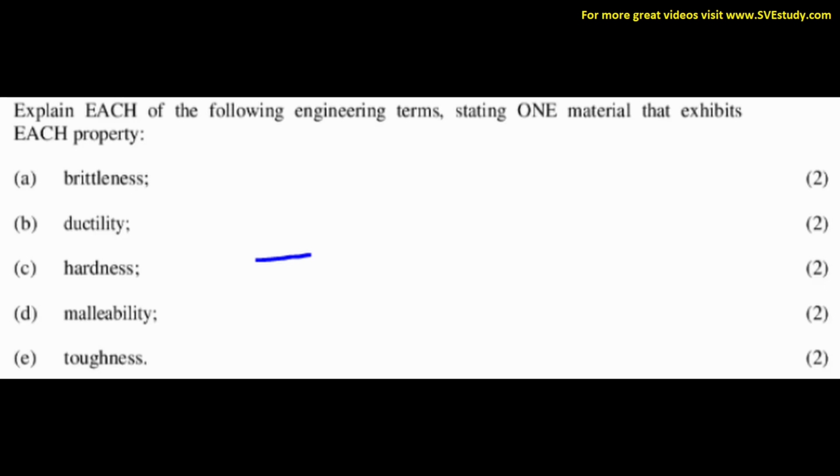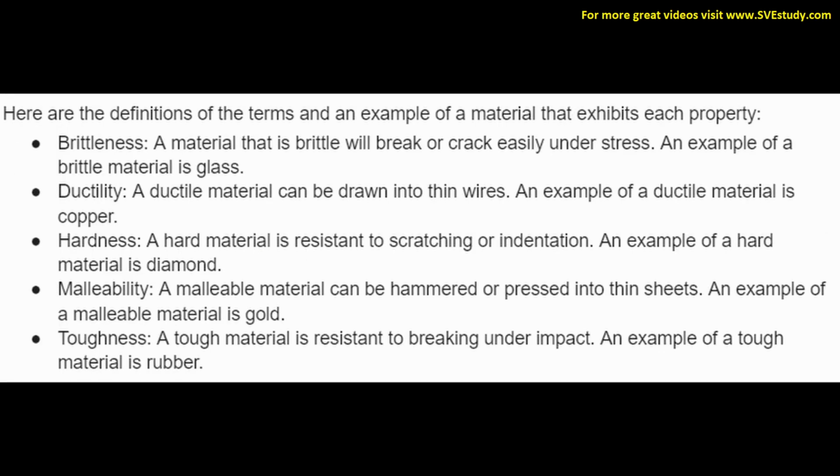Explain each of the following engineering terms, stating one material that exhibits each property. A. Brittleness. B. Ductility. C. Hardness. D. Malleability. E. Toughness. Here are some definitions of the terms and an example of a material that exhibits each property.